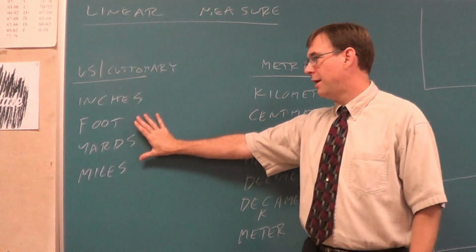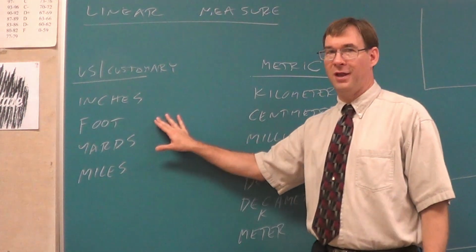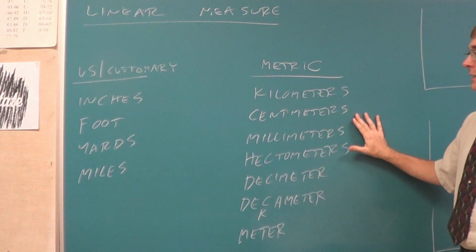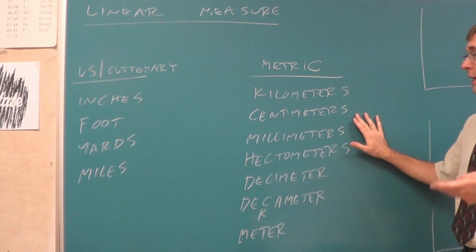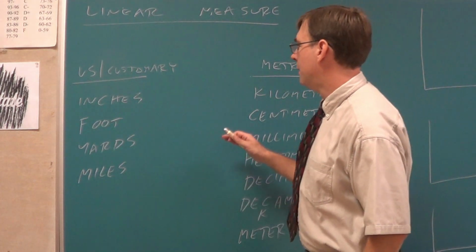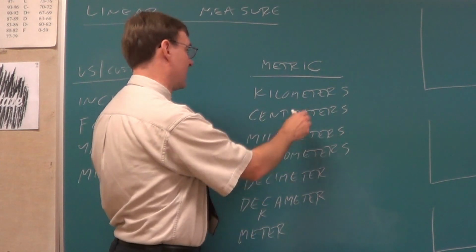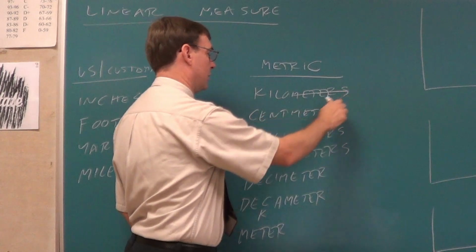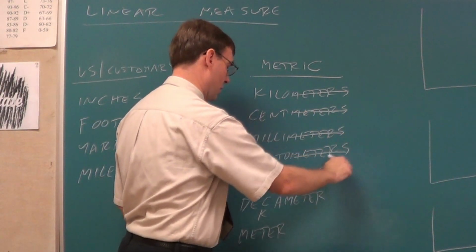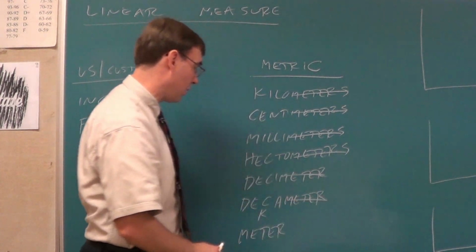What was true about all the numbers over here? They're all different. And nobody knows the story behind them. Over here, everything is 10. 10 of anything will make something else. Here's another reason the metric system is better. There's not just kilometers and centimeters and millimeters and hectometers. These prefixes can also be used on other words.